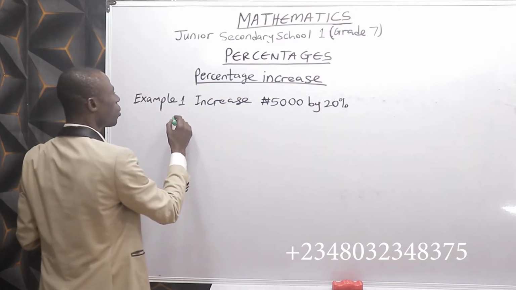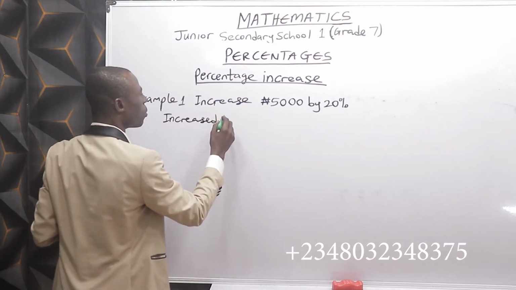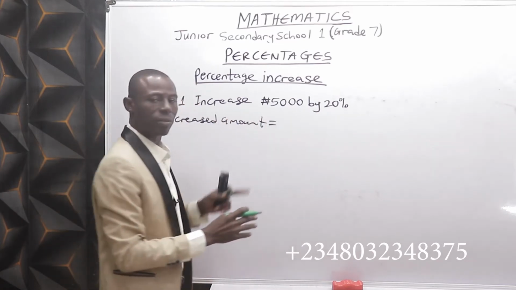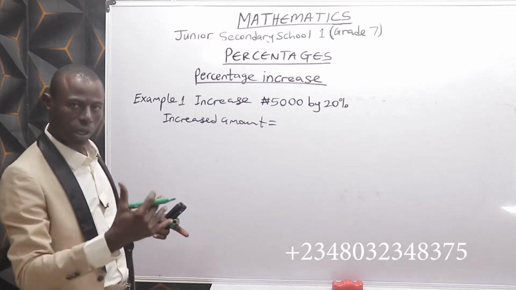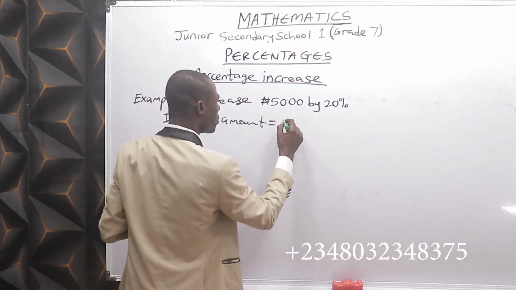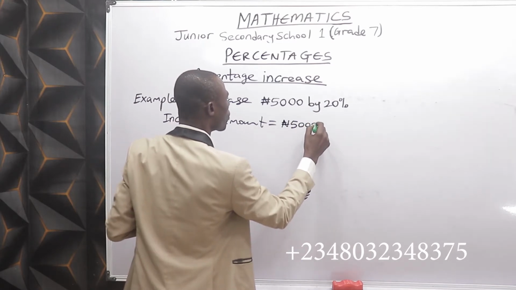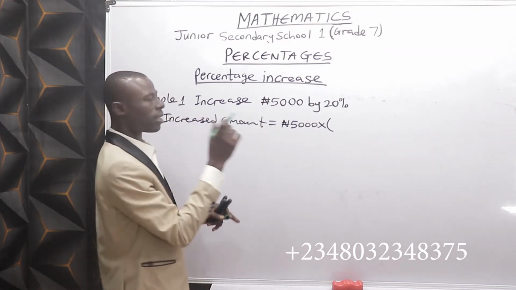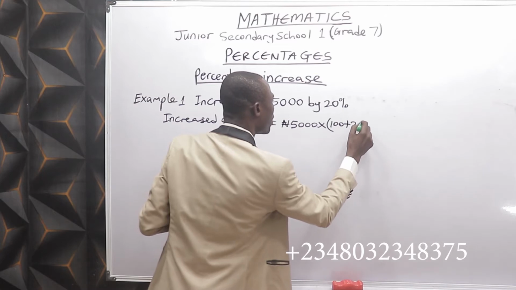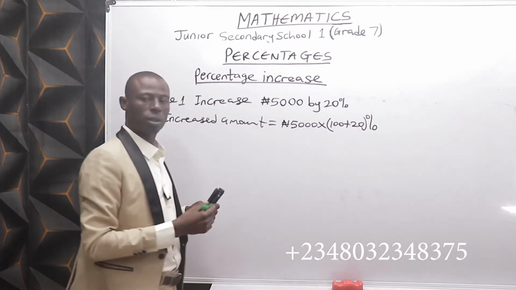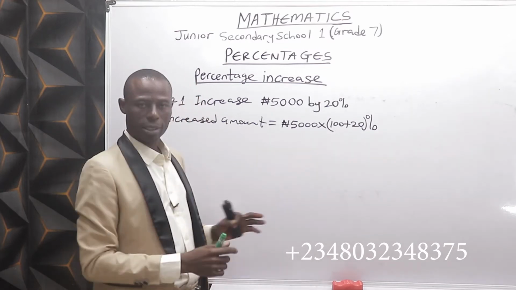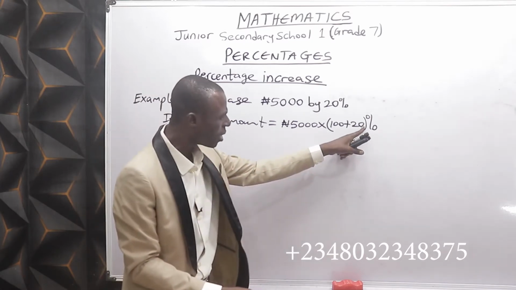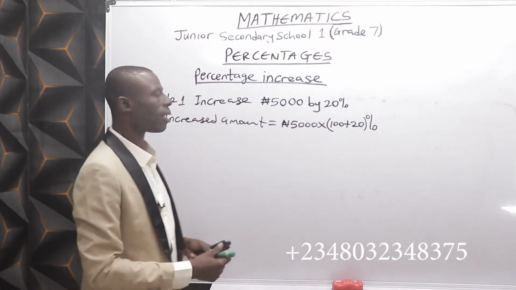Let's look at it. The increased amount will be equal to, when you increase 5,000, what you are going to get is the increased amount. So the increased amount is 5,000 times, we are increasing the value by 20%. You write 100 plus the 20. Now put percentage. Normal percentage is 100. When you are increasing a quantity by a certain percentage, you add that percentage to 100. Then you put percentage on everything.